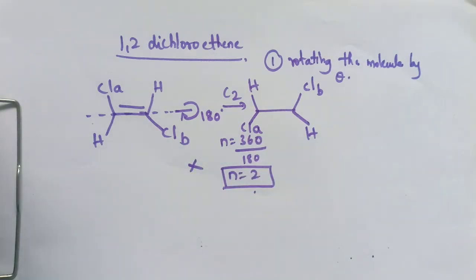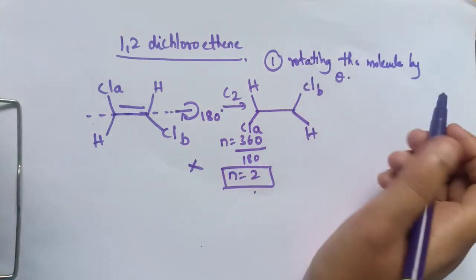See, even though a proper rotational axis of symmetry is not present, we can still get an improper rotational axis. Whether a proper rotation is present or not, we can get an improper rotational axis. It will not depend upon this rotational axis.